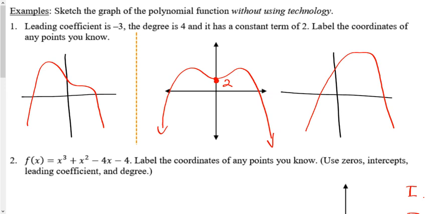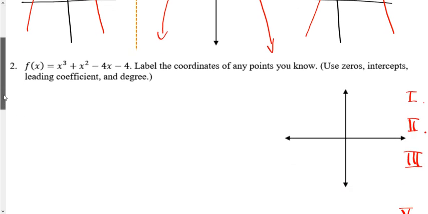So here we go. Label coordinates of any points we know. The only point we know for sure is this y-intercept of 2. And other than that, we have a variety of different graphs we could sketch. Questions with number 1? Oh, number 2.